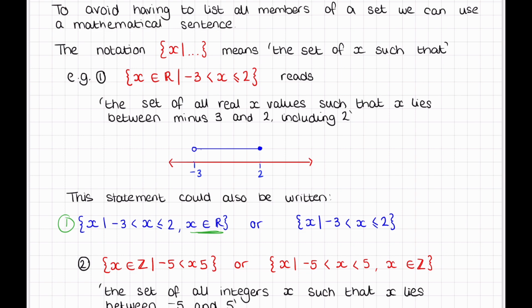Now in the second other option, you'll see here we don't have x as an element of R anywhere. And that is because if it doesn't say it, we will always assume real numbers. So if you ever see one like this, where there is no x as an element of R anywhere, we assume real numbers. If it's an integer, a rational number, or an irrational number, it will always tell you. So if it doesn't tell you, it's a real number.